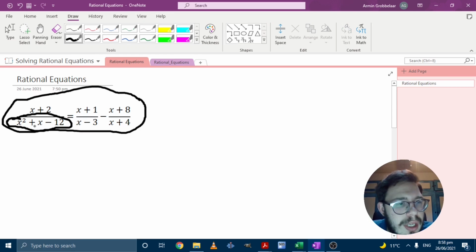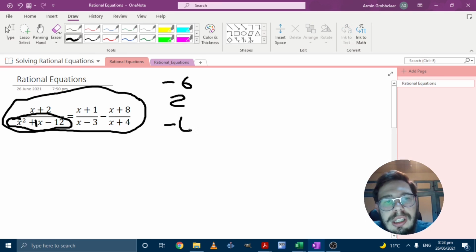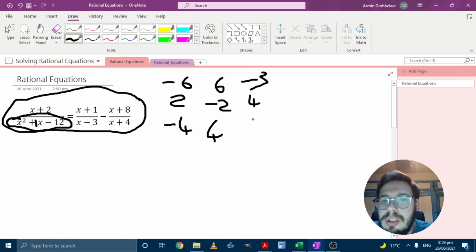So to factorize the denominator, I'm going to get factors of minus 12 that if I add them I get 1, because it's actually x squared plus 1x minus 12. So if I take minus 6 and 2, minus 6 times 2 is minus 12, but minus 6 plus 2 is minus 4. So that's not equal to 1. And similarly, if I take 6 and minus 2, 6 times minus 2 is minus 12, but 6 minus 2 is 4.